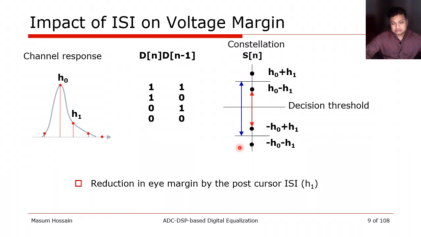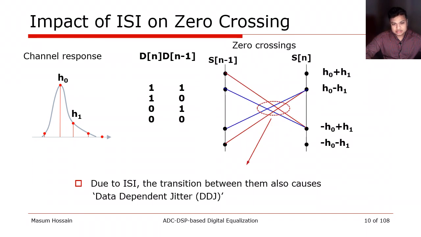The first thing that comes to mind is that, in the presence of H1, we see the distance between 2 constellation points has reduced. That means when the bit decision will be made, I will have less margin. It is not just the voltage margin reduction. When we construct a transition from one symbol to the next symbol, we see that the zero crossings, rather than being in one distinct position, are spreading over, and this is known as data dependent jitter.